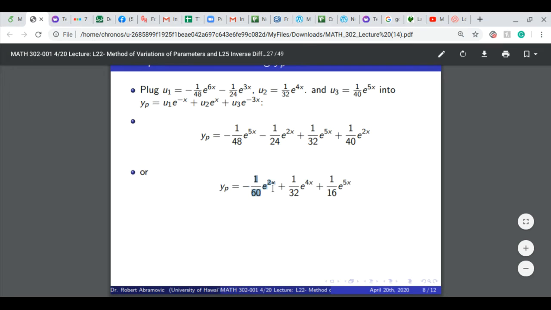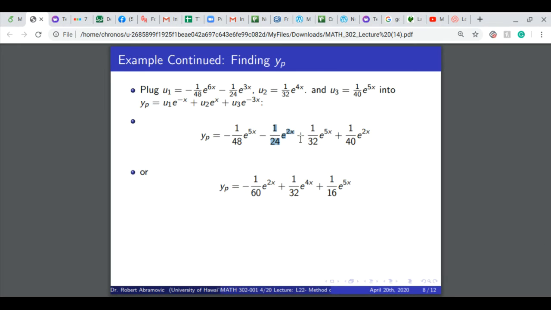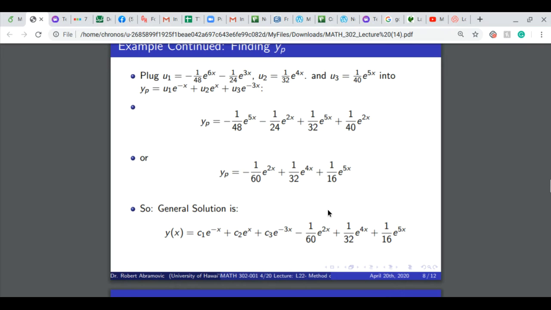Negative 1/60th e to the 2x plus 1 over 32 e to the 4x plus 1 over 16 e to the 5x. This negative 1/60th, if you notice, comes from these two terms, negative 1 over 24 times e to the 2x plus 1 over 40 e to the 2x, so it becomes negative 1/60 e to the 2x. And then we have these two terms left over, 1 over 32 e to the 4x. And we plug this back into the original equation.